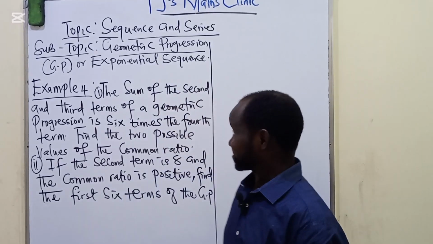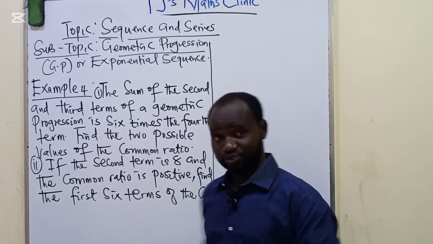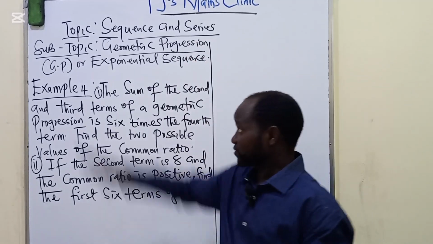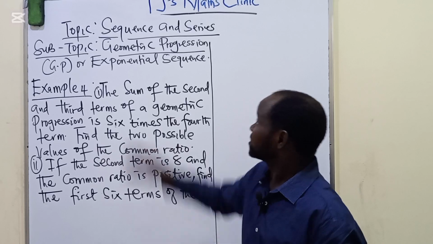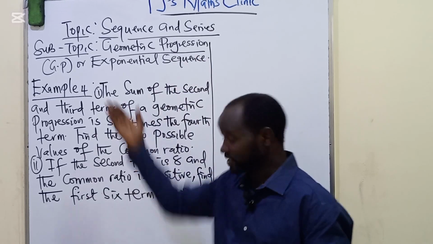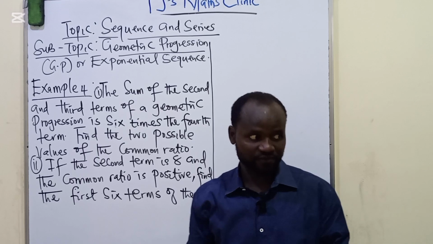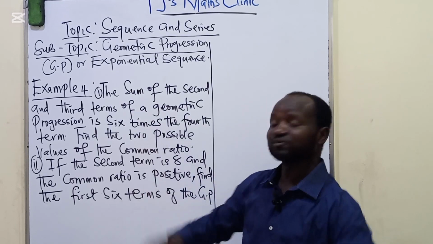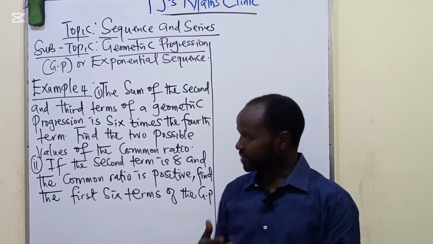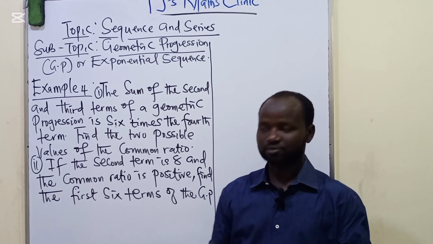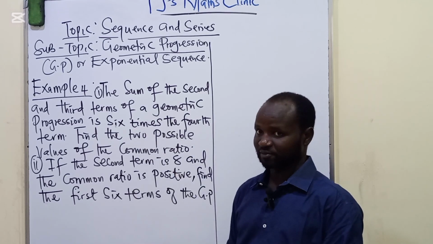In today's presentation, we continue with our solutions to sequence and series. The subtopic before us is geometric progression, that is GP, or exponential sequence. With us here is example 4. In my previous video, I've solved example 1, 2, 3. Let's look at example 4.